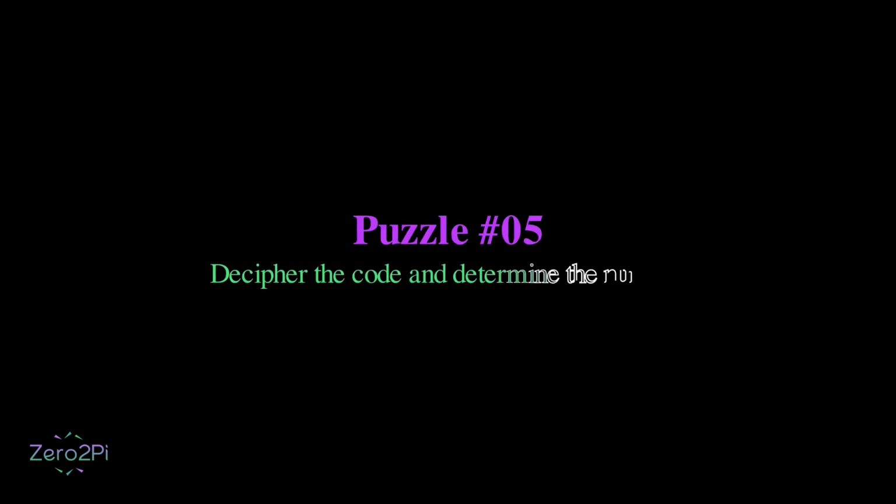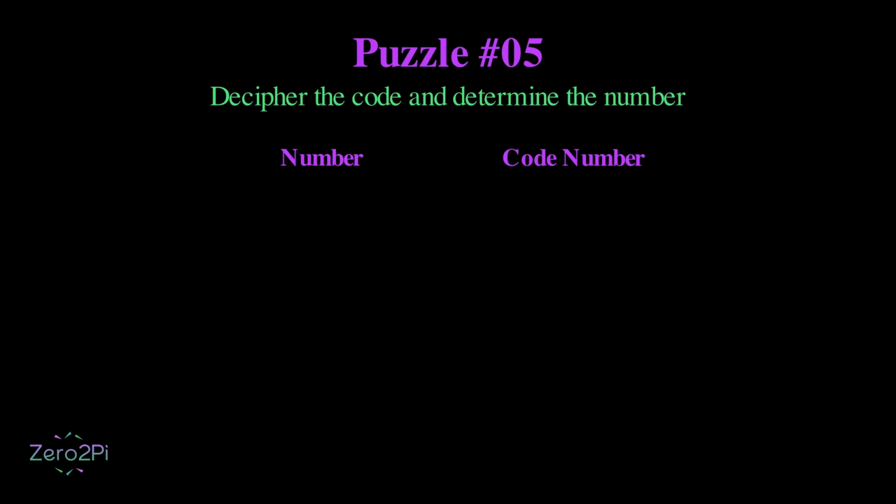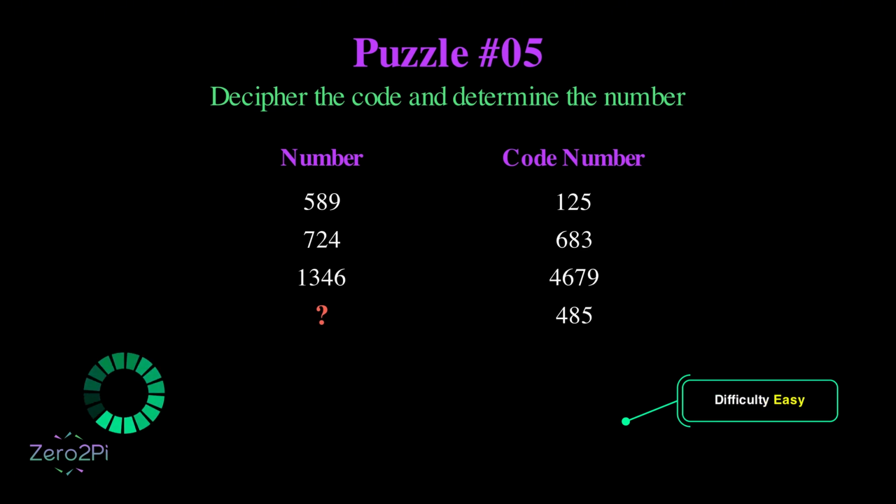Moving to our fifth puzzle, and this one is about cracking codes. We have a table showing numbers and their corresponding code numbers, and then we have a missing number that should correspond to 485. The challenge is to figure out the pattern that transforms the original numbers into these code numbers, and then determine what that missing number should be. Pause the video and see if you can spot the relationship.